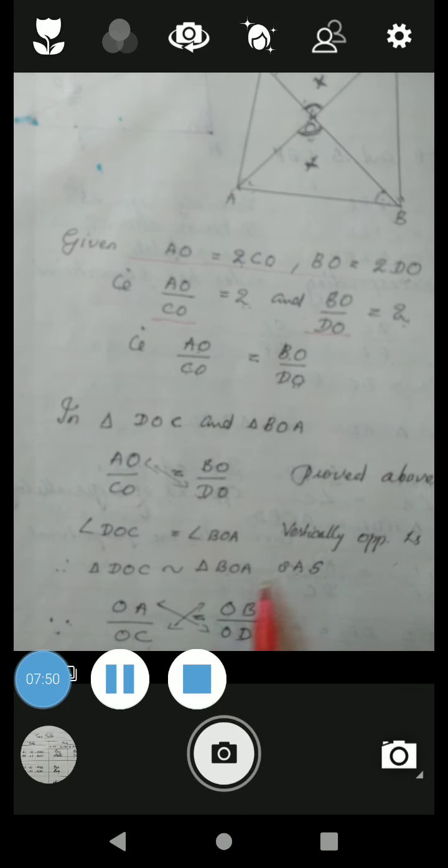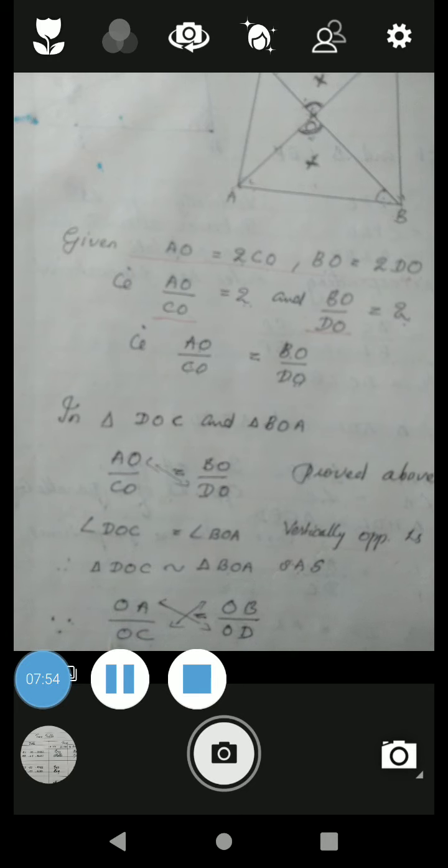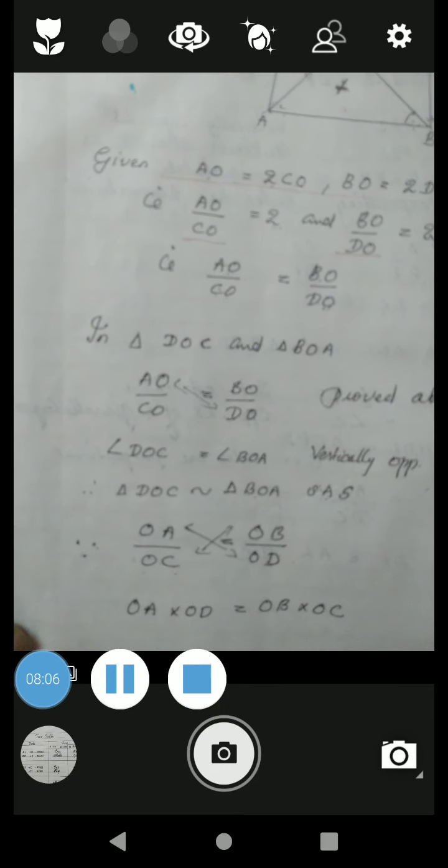If these two triangles are similar, their corresponding sides are in proportion. We can write the corresponding sides in proportion. Therefore, OA by OC equal to OB by OD. Just cross multiply, you will get OA into OD is equal to OB into OC.